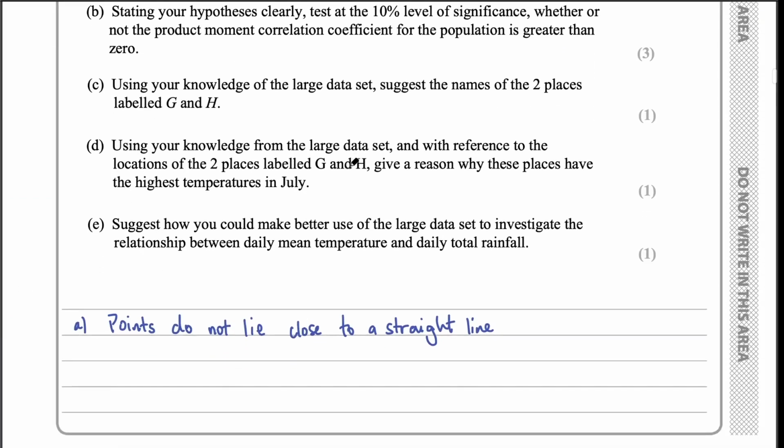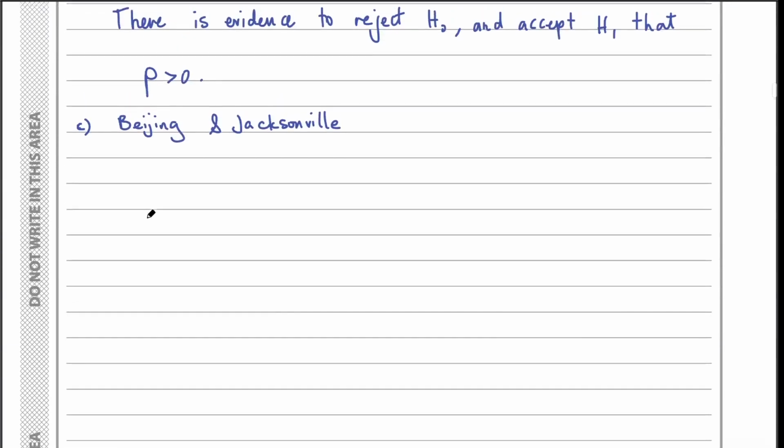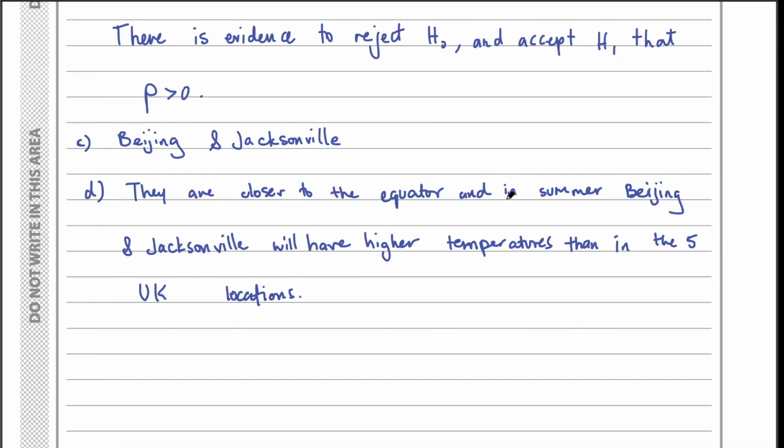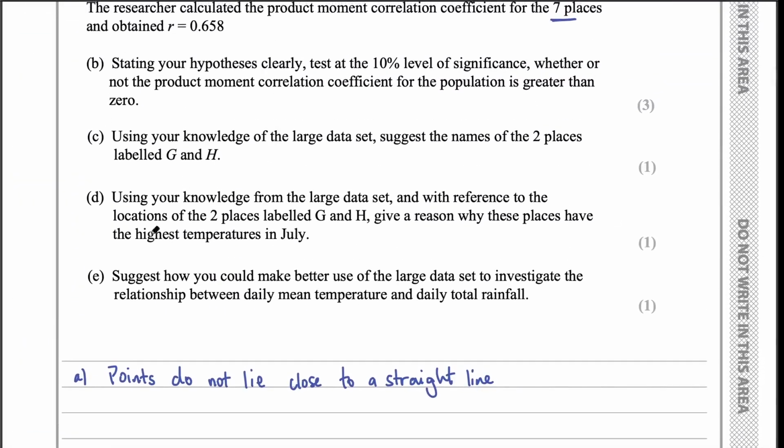Part D says, using your knowledge from the large data set and with reference to the locations of the two places labeled G and H, give a reason why these places have the highest temperatures in July. And this is where we give the reason. As I said, because they're closer to the equator, I think the mean temperatures would be higher in July when it's summer in the Northern Hemisphere. Let me write that down in a couple of sentences. I've said they are closer to the equator. In summer, Beijing and Jacksonville will have higher temperatures than in the 5 UK locations. That should be enough for 1 mark for part D.